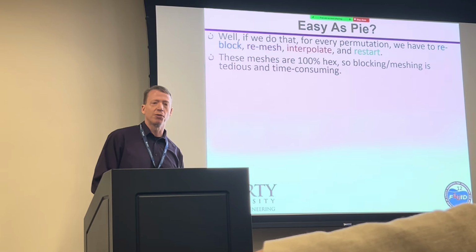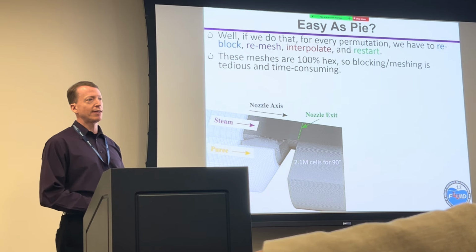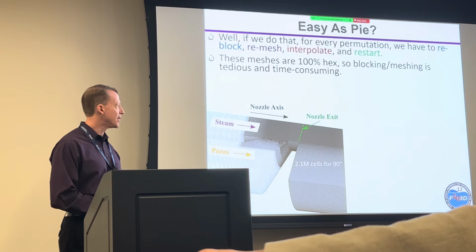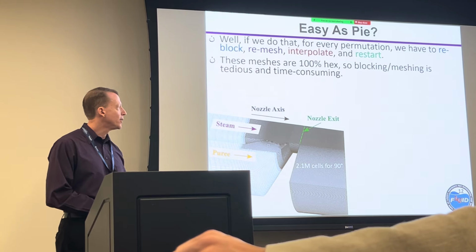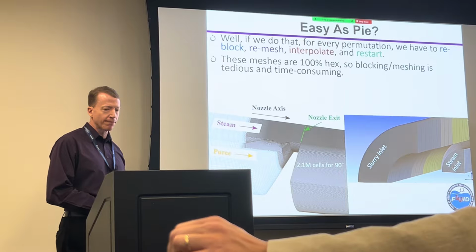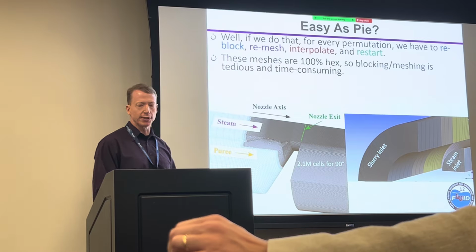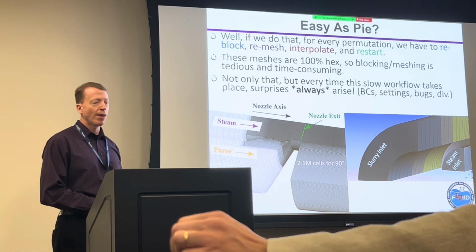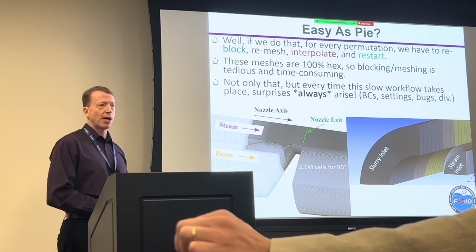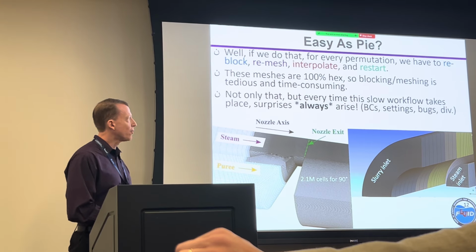So it's time consuming to block and remesh. And then on top of that, the slow workflow. Oh, here's the mesh. Sorry, this is a 90-degree cut. 2.1 million cells just for 90 degrees of it. And there's the different view of the inlet, steam inlet, everything is hex. But anyway, even though this process is long, every time we start it, there's always surprises.